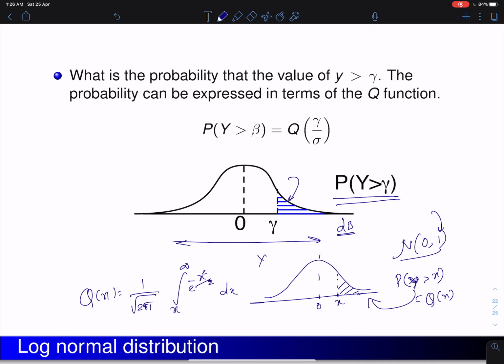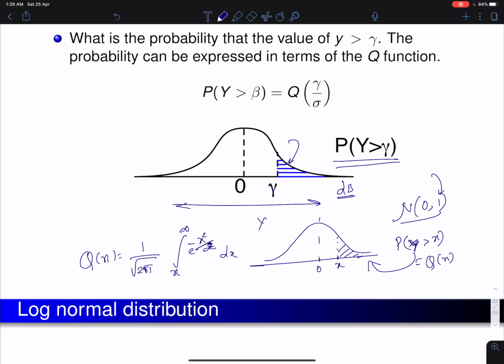So if I want to convert this result to a Gaussian random variable with a finite sigma, where this gamma is for a Gaussian random variable with variance sigma, you just have to make a substitution t equals x by sigma, and you will get this result. If I define Q of gamma for a zero mean random variable with finite variance, then the limits will go from gamma by sigma to infinity, dx by sigma, and you will get this expression.